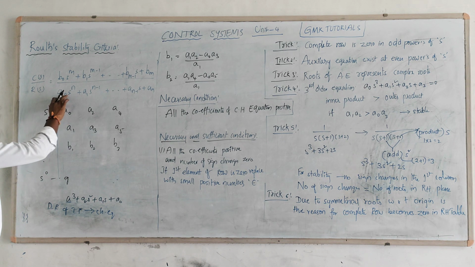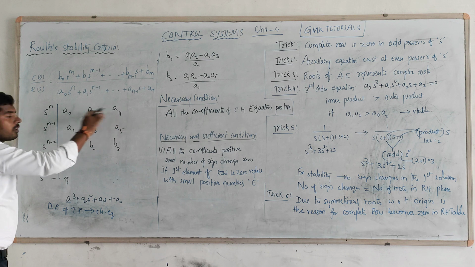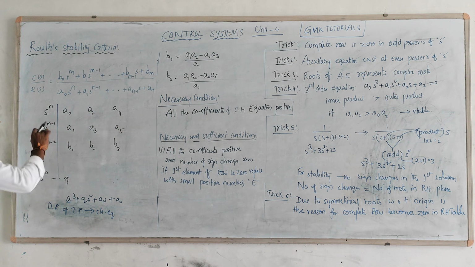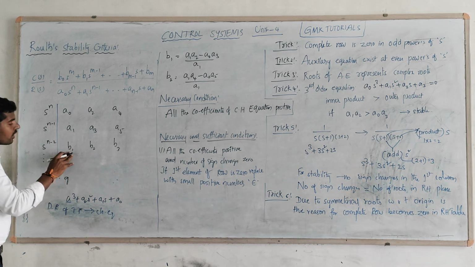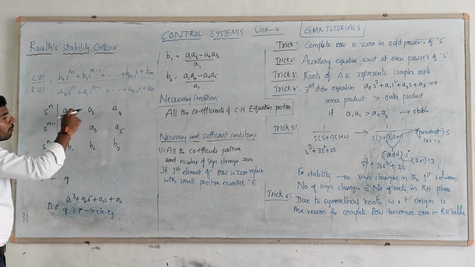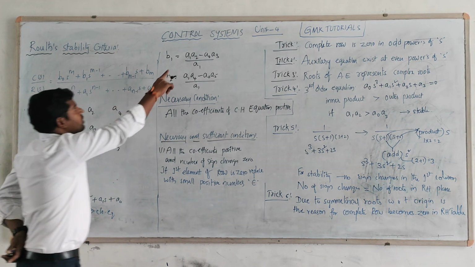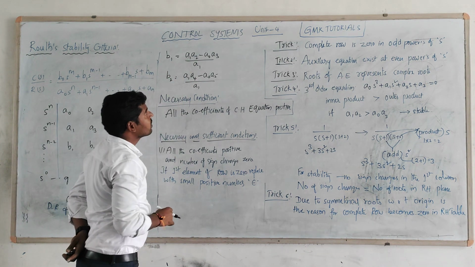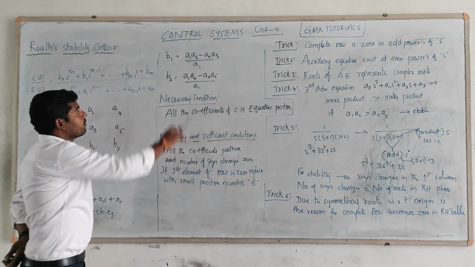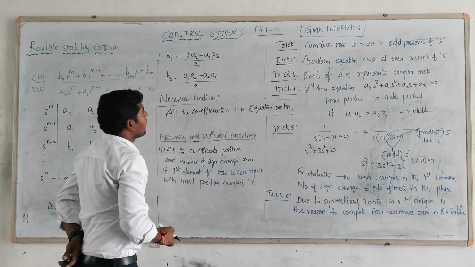In the row for s power n, the coefficients a0, a2, a4 — the first complete row is nothing but the even-numbered coefficients. Next, s power n minus 1: suppose s power 4, then this is s cubed. So for s power 4, the starting coefficients are a0, a2, a4, a6 in that format. The next coefficients all come in odd numbers. Based on these coefficients, b1 is equal to a1 into a2 minus a0 into a3, divided by a1. So we have mentioned the formula: b1 is equal to a1 a2 minus a0 a3 by a1. At the same time, b2 is equal to a1 a4 minus a0 a5 by a1.